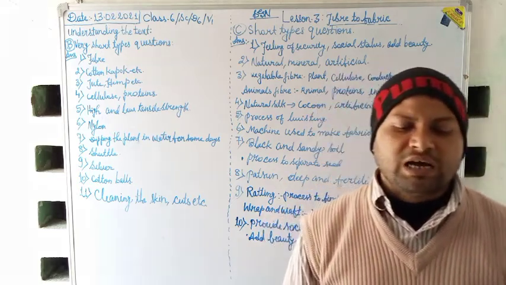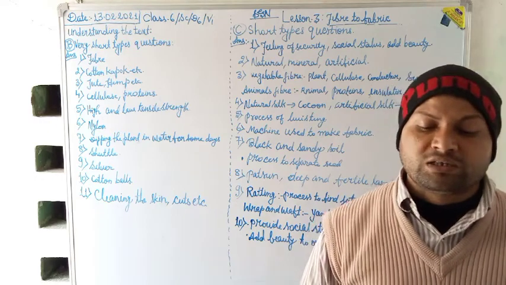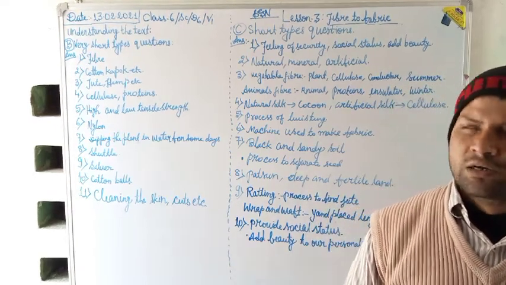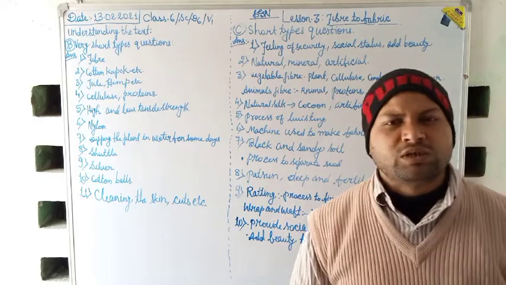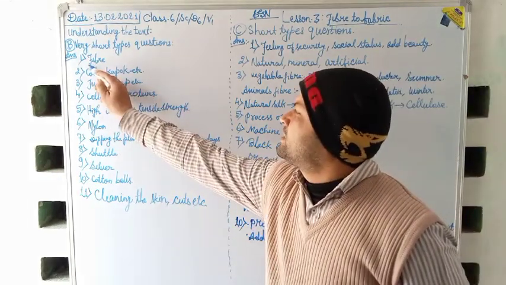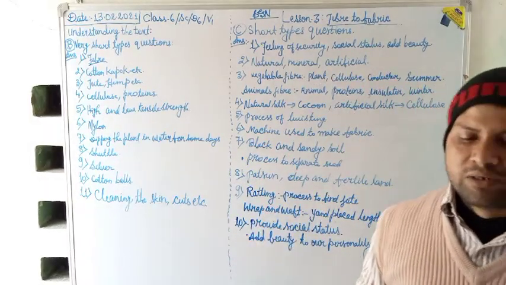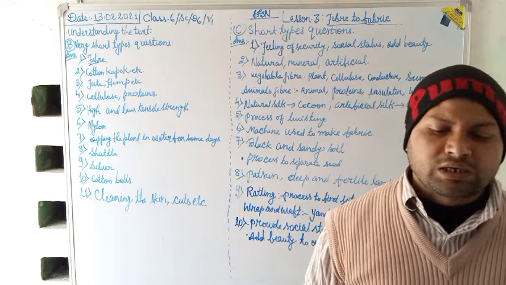First of all, in question number 1 it is asked: name the smallest unit from which cloth is manufactured. The smallest unit from which cloth is manufactured is called a fiber. So I have written here fiber, right? So the right answer will be fibers. Now let us move towards the second question.